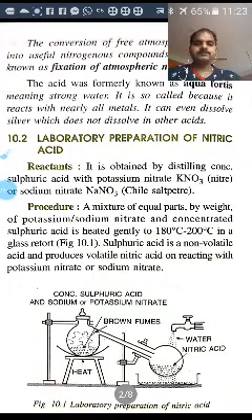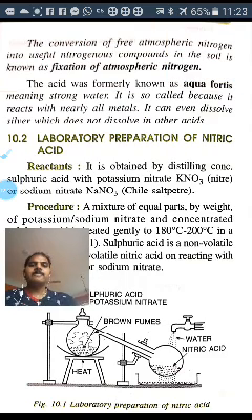This is all. Now, conversion of this free atmospheric nitrogen into useful nitrogenous compounds in the soil is known as fixation of atmospheric nitrogen. This fixation of atmospheric nitrogen occurs during lightning only. Next, we are going to study laboratory preparation of nitric acid.